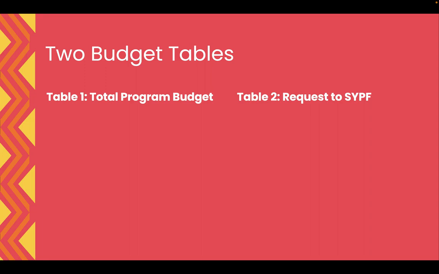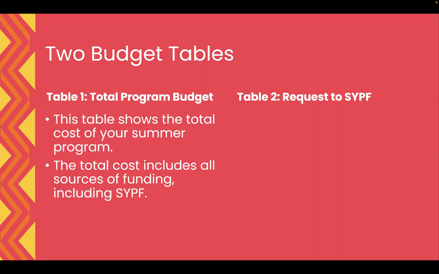There are two budget tables in your application. Table 1 is going to show your total program budget. This is how much it costs to do your summer program. It's not about what sources of funding you have. It's just that you, as a responsible program director, have created a budget so that you can anticipate and go out and raise the money if you need to in order to run your program.